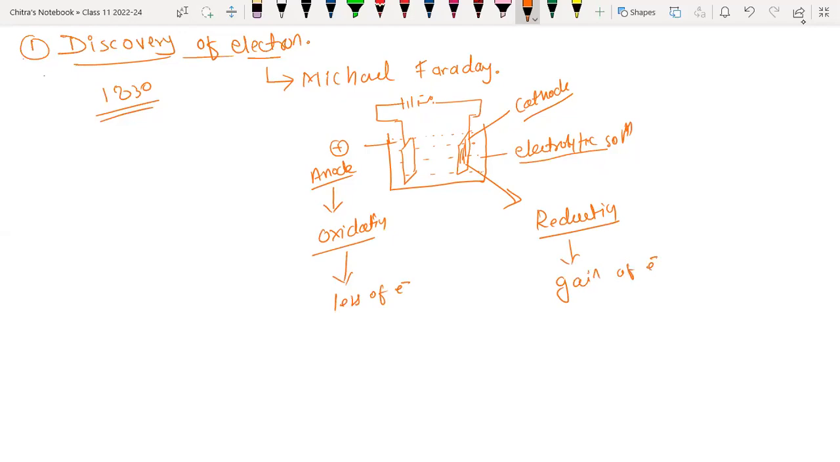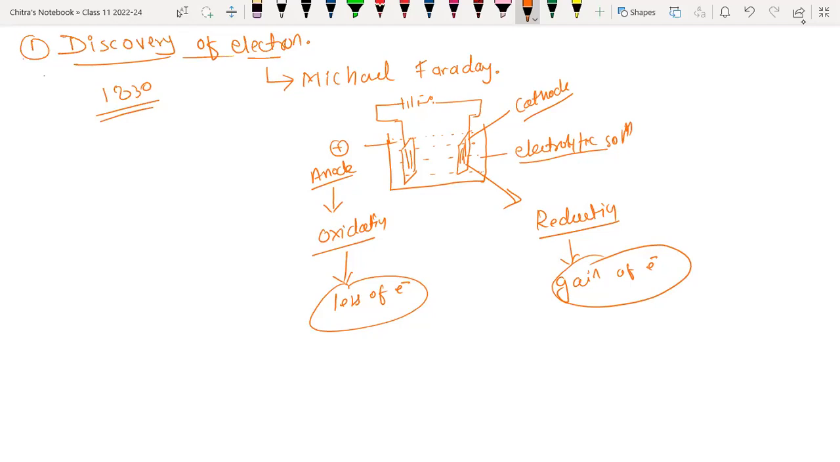So see here, loss and gain of electrons takes place, and during this process the oxidation and reduction reactions take place, and it requires electrical energy. Is it or not? Yes. So here it is proven that there are negatively charged particles which are responsible for carrying charge from one place to another place. Hence, they predicted that there are charged particles which are responsible for carrying charges.